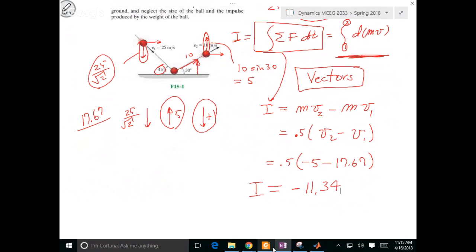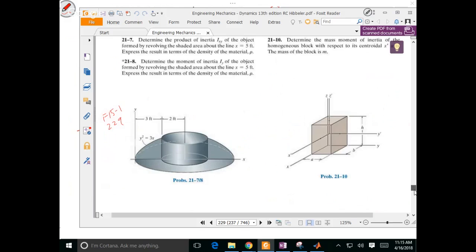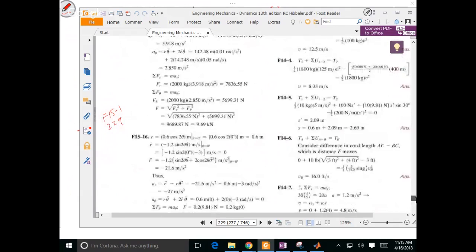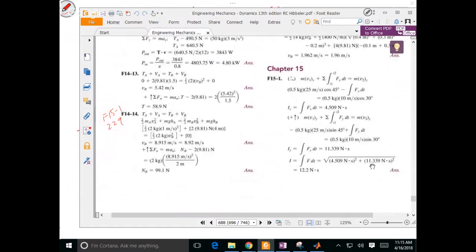Now let's see how, okay, F15-1, and it's on page 229. Let's see if I can drag myself all the way down there. What did I say? 1550. Okay, I'm in the wrong one. Okay, well, I'm not going to do the other one. So I only did the one in the Y.